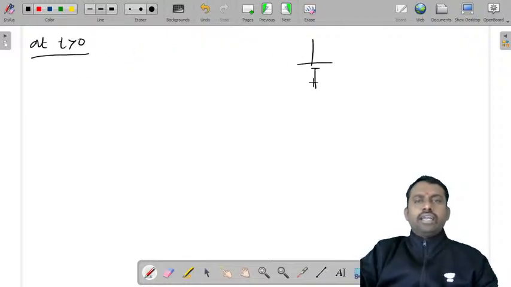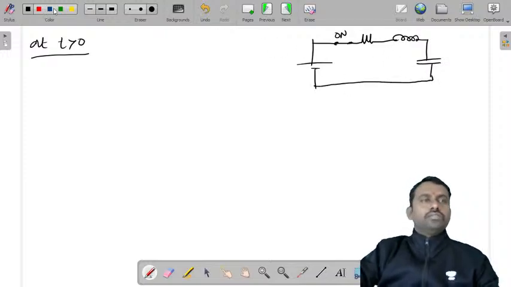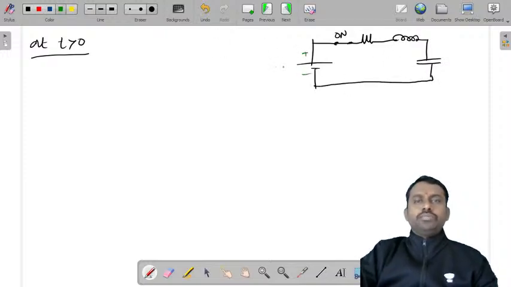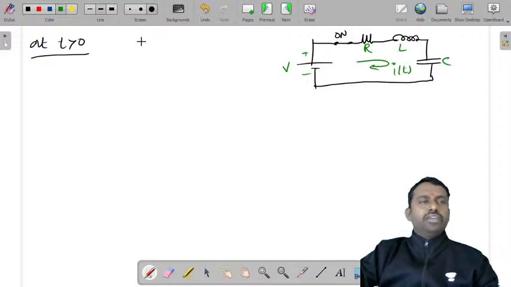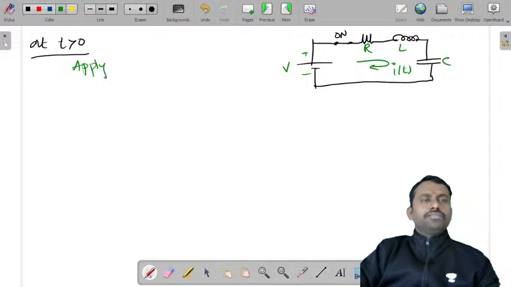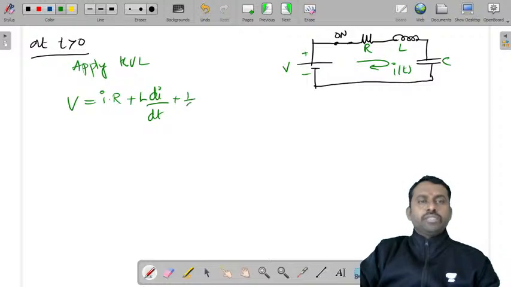So consider this RLC series circuit when the switch is on and you have a resistor, inductor and a capacitor. This is plus V, R, L, C, and there is current I of t. Now apply KVL to this. When you apply Kirchhoff's voltage law, you get V is equal to I into R plus L di by dt plus 1 by C integral I dt.